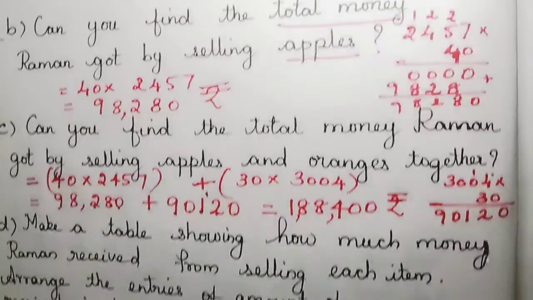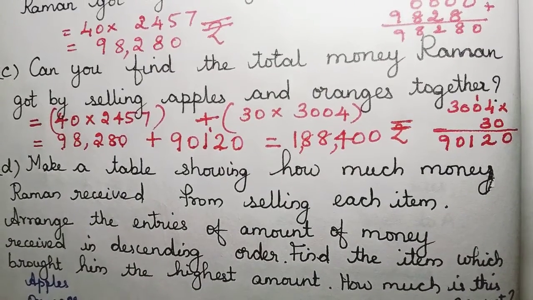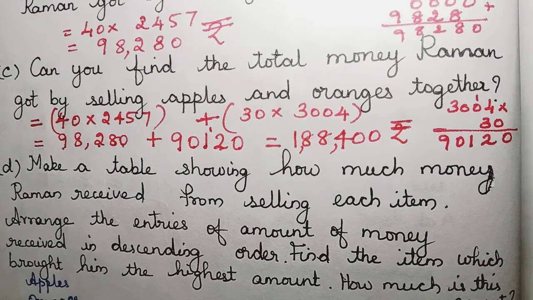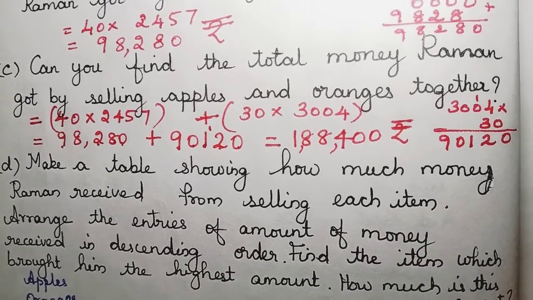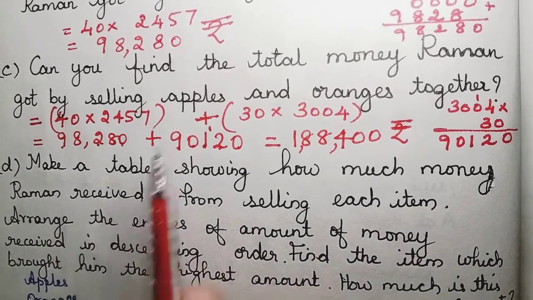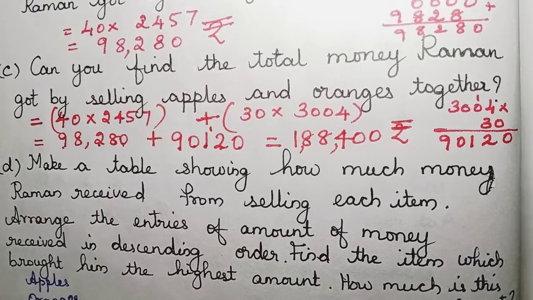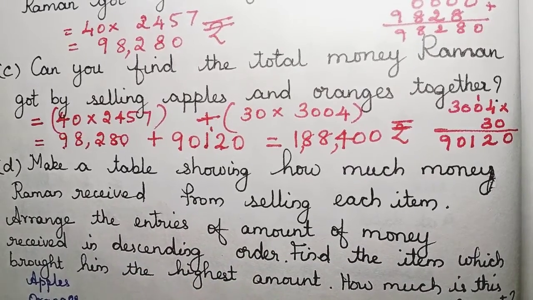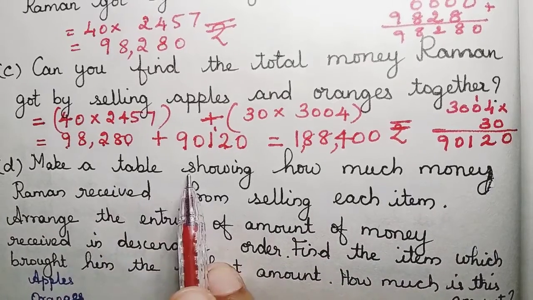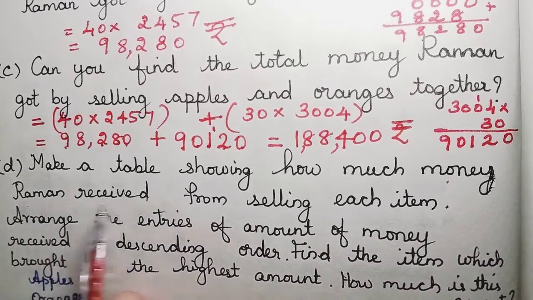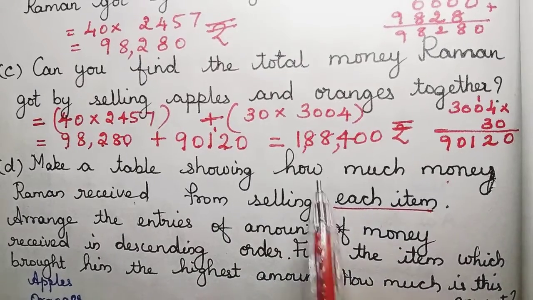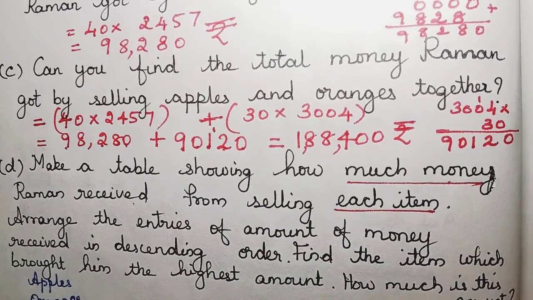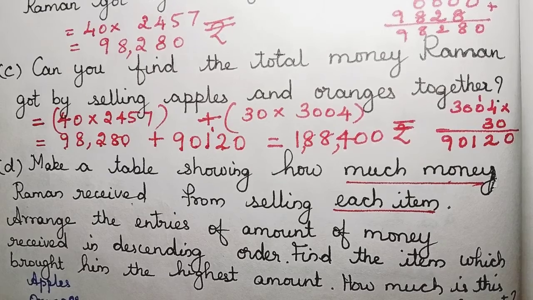And the next question is, make a table showing how much money Raman received from selling each item. For here, you have to find the same way. Okay, in the previous method, we are just multiplying the price and the number of sales done in the last year. So you have to multiply the entire table and write the answers below. Okay, so you have to make a table showing how much money Raman received from selling each item. Okay, money only they are asking, so you have to multiply both the price and number of items.